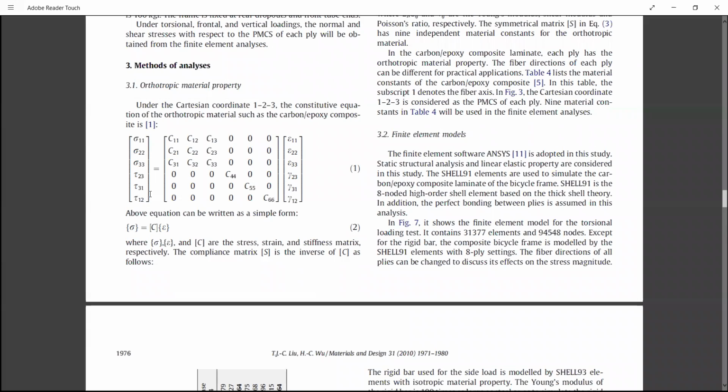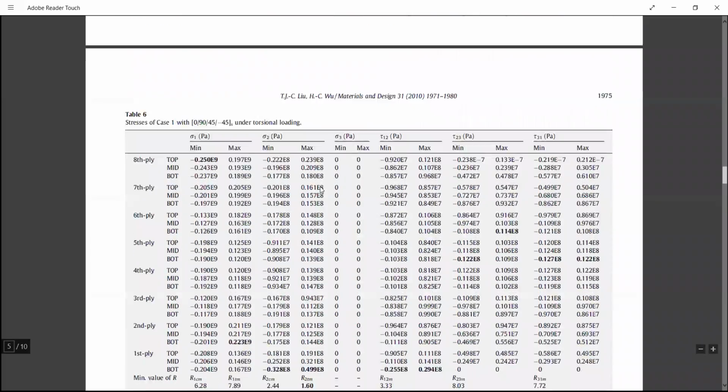And you see, yeah, this is the stress matrix. What is this matrix called? What is this matrix? Compliance matrix. Is this compliance matrix? Stiffness, sir. This is stiffness matrix. Yes, sir. So this is stiffness matrix.